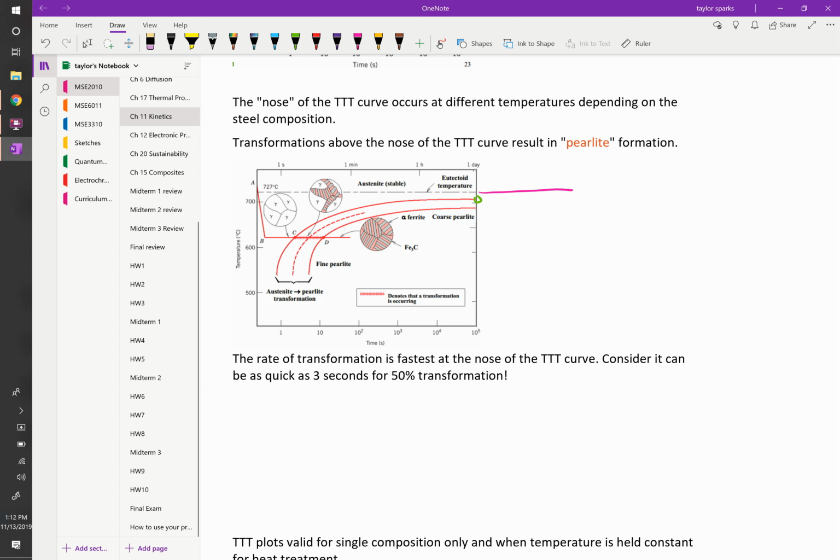Eric? Or Andrew? What happens below where the line's cut off? So what happens below, we're going to fill that out in a minute. Yeah, that's the nose of the TTT diagram. We know it's going to bend back, but it does some other stuff too.